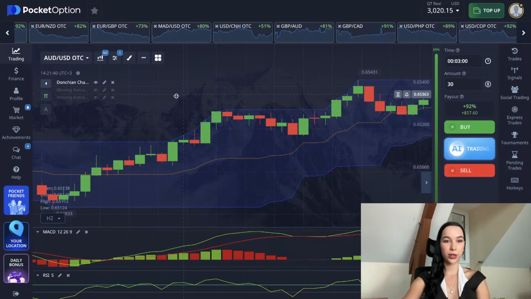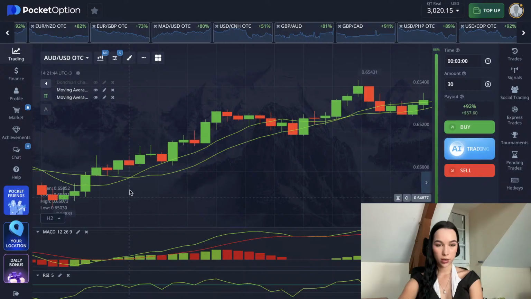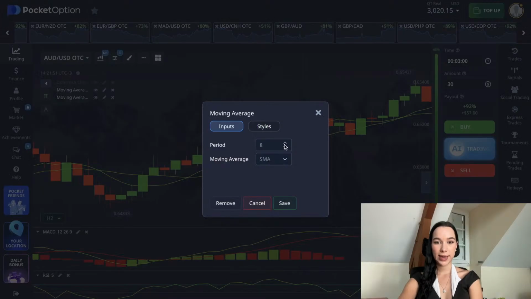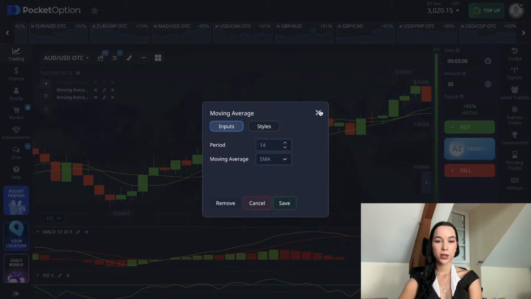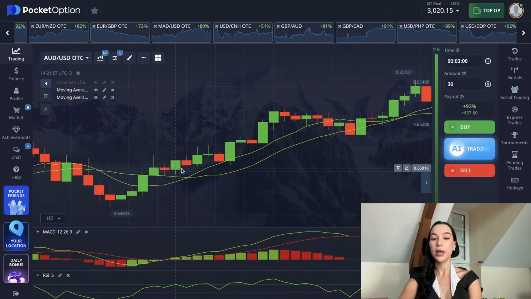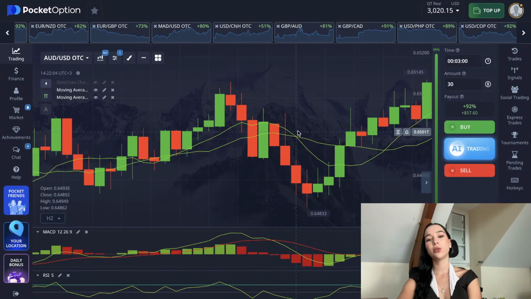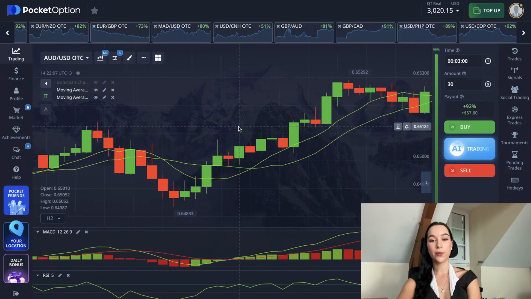Moving average, we can get a signal from them when we can see that they intersect each other, for example, like here. So there are two lines of moving average, period 8 SMA and period 14 SMA. When we see the two lines crossing each other and going up in the same direction, this could be a buy signal. And when we see the opposite, when the two lines are crossing each other and go down in the same direction, it could be the sell signal.